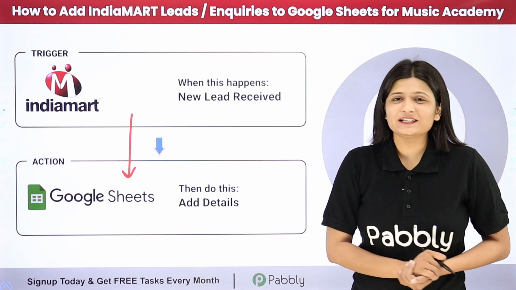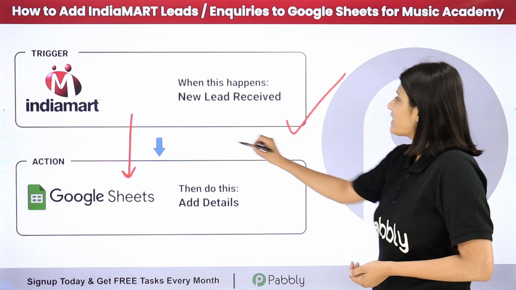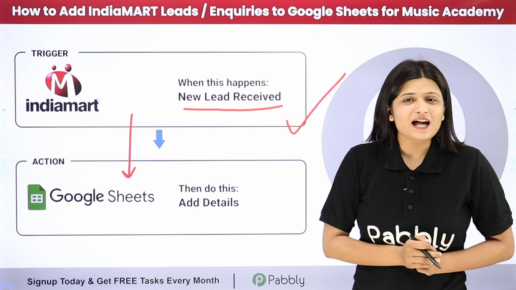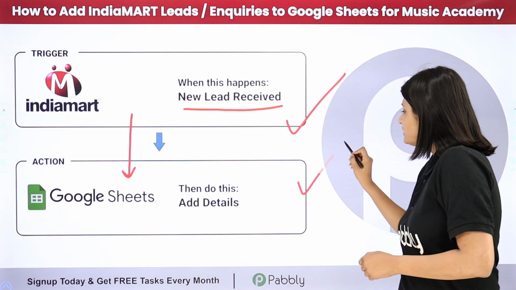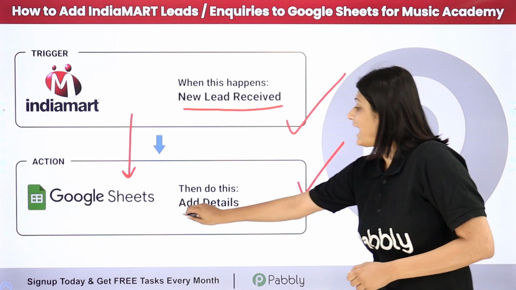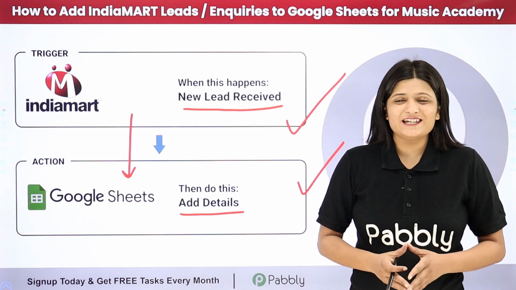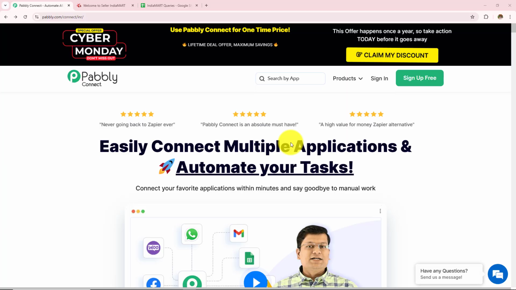Here as my trigger application, I am going to take IndiaMART, from where I will receive a new lead or a new inquiry, and then in my action application, I am going to take Google Sheets, where all these details will be added automatically. If you want to learn this amazing automation step by step, then let me take you all to my screen. In this video, we are going to learn how to add IndiaMART leads and inquiries for Music Academy to Google Sheets.